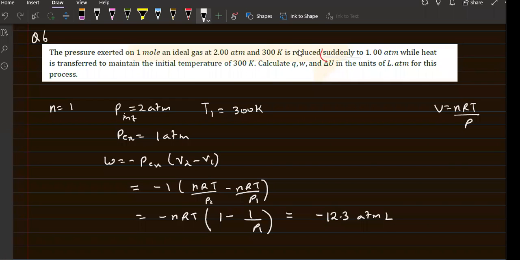Okay, right everyone? Now, this is your work done, which is negative. So you have to find Q, heat absorbed. We know that Q is equal to delta U minus W, and since temperature is constant, delta U is 0, so it will be minus W, which is again 12.3 atm liter. Got it? It is positive, which means heat is absorbed. So this was question number 6. Just go through this once, then we'll solve question number 7.